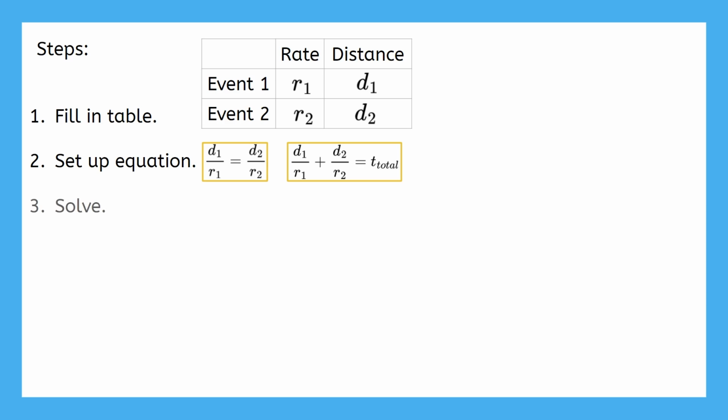Our third step is to solve whatever equation we have. This will involve using the cross product or the LCM of the denominators, just like we learned in the previous lessons. And our fourth step is to go back and make sure that we answer our original question. We're going to use these steps to solve 2 examples in this lesson. So take a moment to pause the video if you need to finish taking notes on any of this.